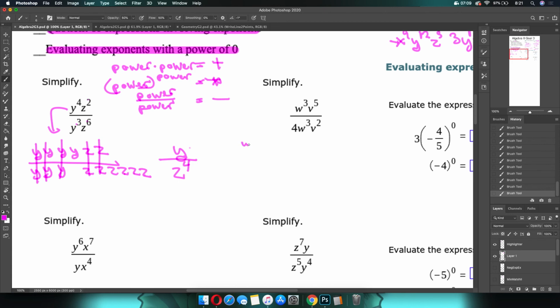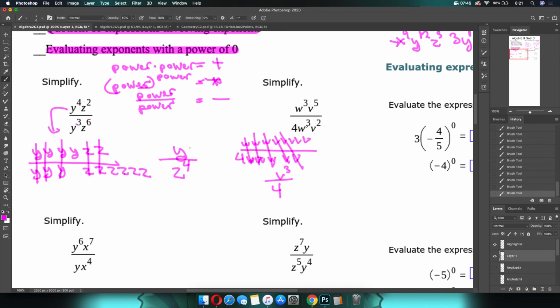So this is 1, 2, 3 w's. Then we have 1, 2, 3, 4, 5 v's. That's what w cubed v to the 5th means. Then we have 4, 1, 2, 3, v, v. That's a w. So w, w, w all cancels. V and v cancels. What are we left with? V cubed over 4.